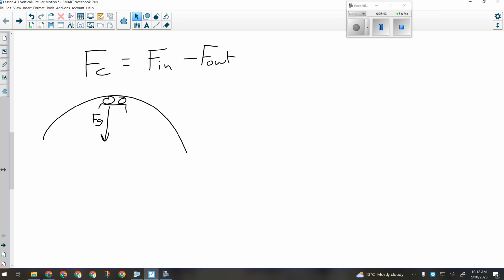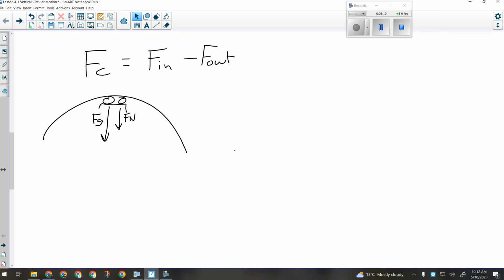Now, what if I'm going faster than the minimum speed? Now, I do have a normal force. If I'm going faster than the minimum speed, I am going to push on the track, and the track is going to push back. Now I have two forces acting in. Okay, so my forces, I'd have Fc equals forces in, so that would be gravity plus normal force minus nothing. I have no forces out, ever, in that situation. Okay? Going under the top of a vertical circle, you never have any forces acting out.